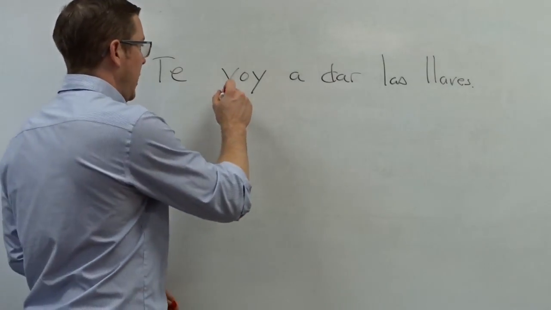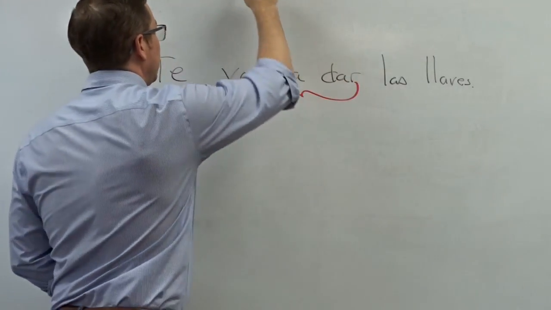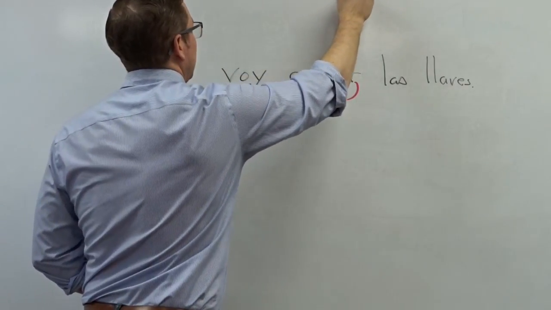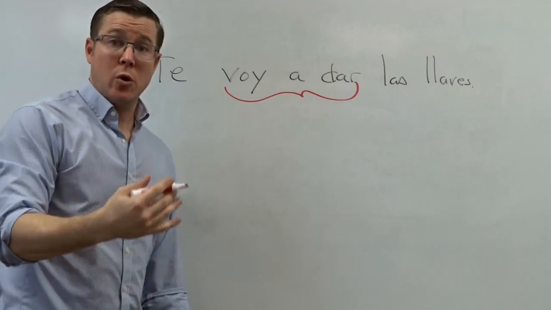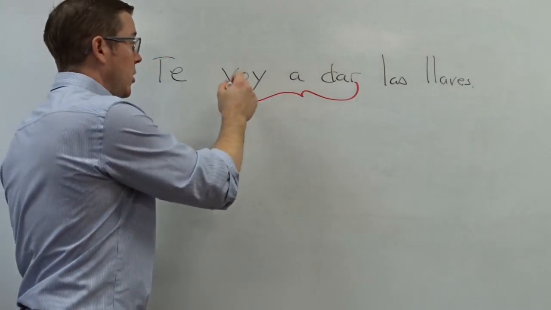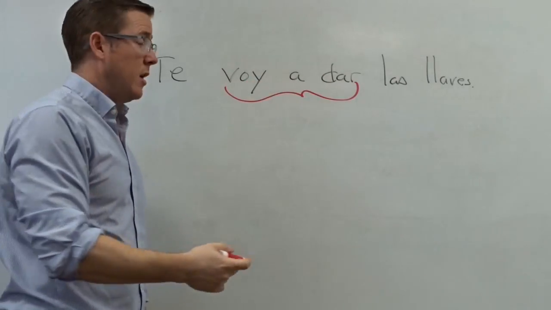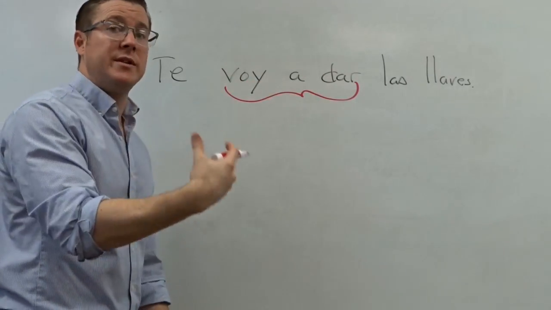Well, I've got a compound verb phrase. Ir plus a plus infinitive equals going to do something. Okay, so voy is the yo form of the verb ir. Dar means to give. Voy a dar, I am going to give.